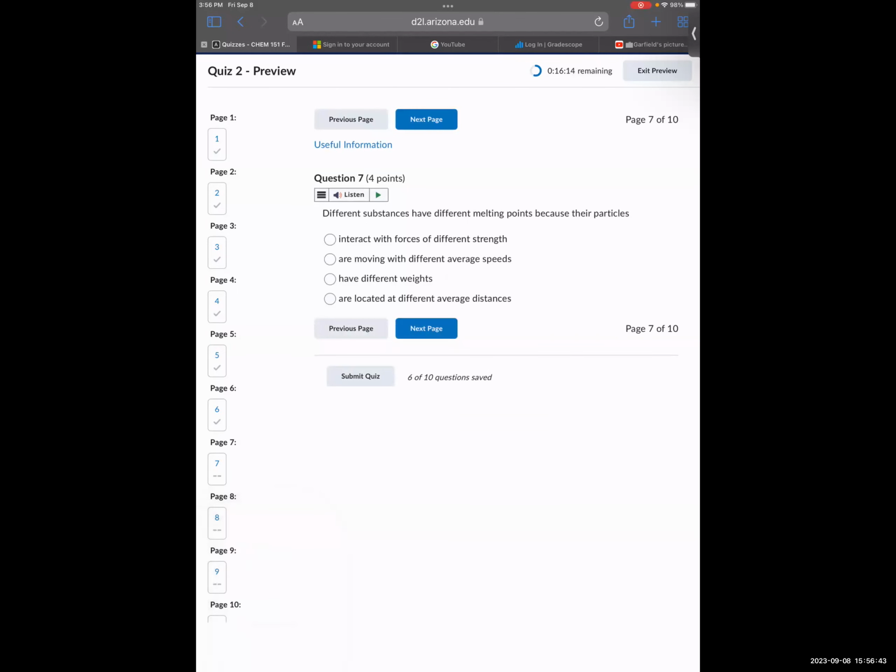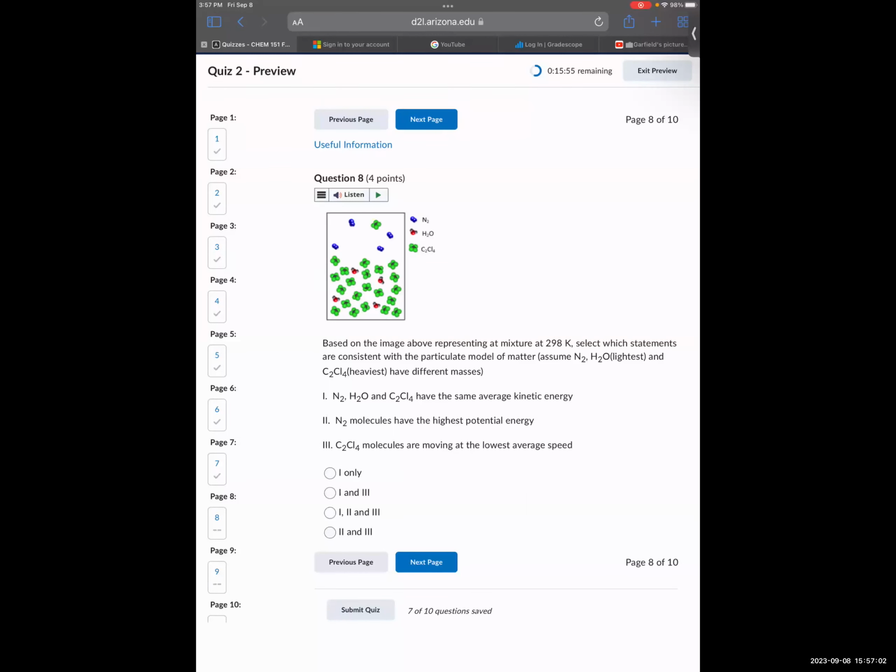All right, question 7. Different substances have different melting points because they have differences in intermolecular force strength, or attractive interactions between the particles, and interact with forces of different strength. That's correct. That's the answer for that. Moving on to question 8.